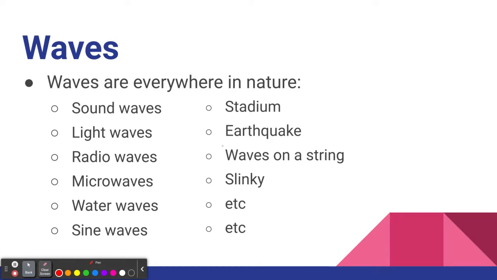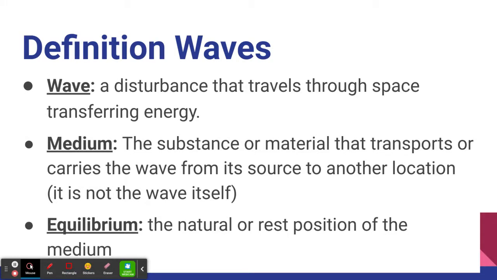Earthquakes emit energy in the form of waves across the land. There are also waves on a string, which we'll work on in this unit, and we'll see that especially in slinkies, etc. So what is a wave? A wave is just a disturbance that travels through space, transferring energy.